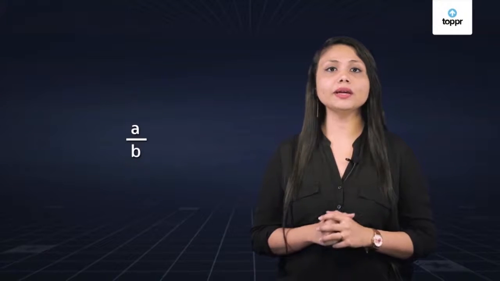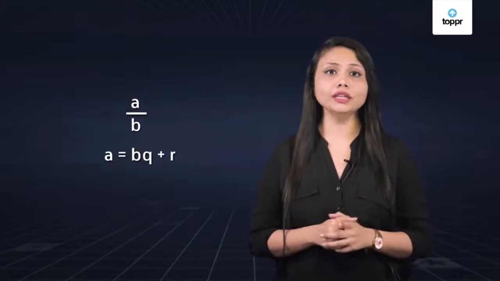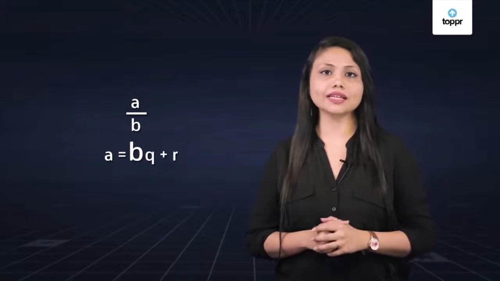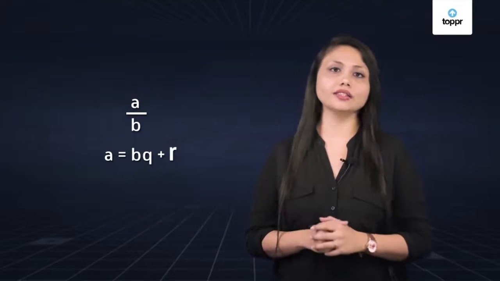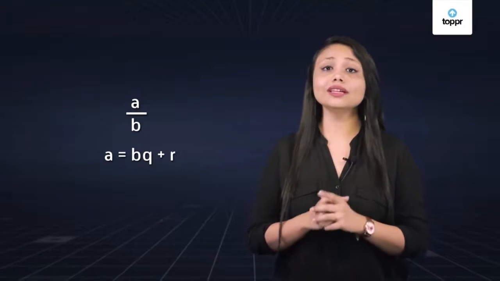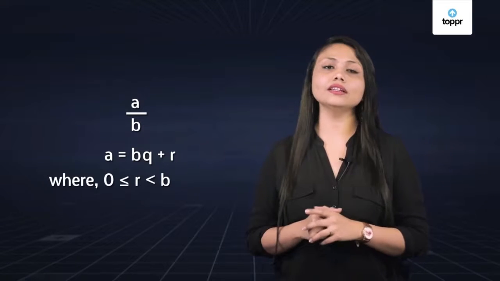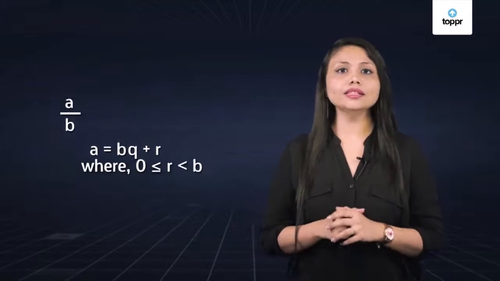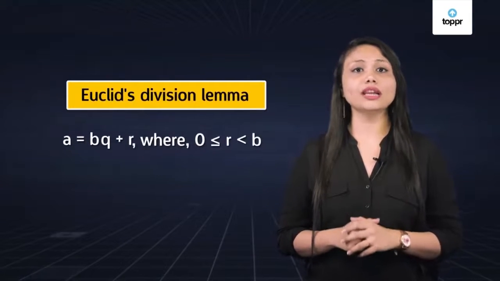In general, the division of A by B can be verified by checking if A is equal to B into Q plus R, where A is the dividend, B is the divisor, Q is the quotient and R is the remainder. But note that this remainder R should be less than the divisor B. This equation is called Euclid's Division Lemma.